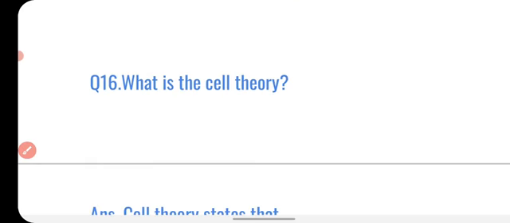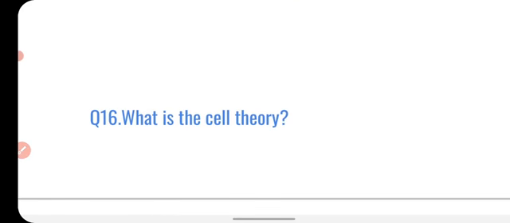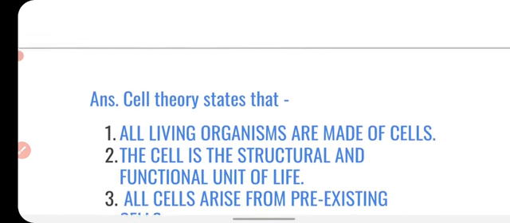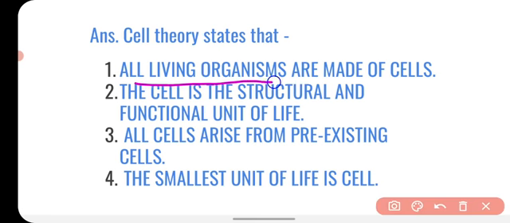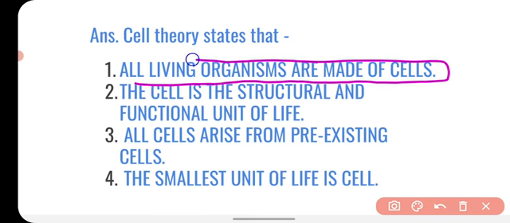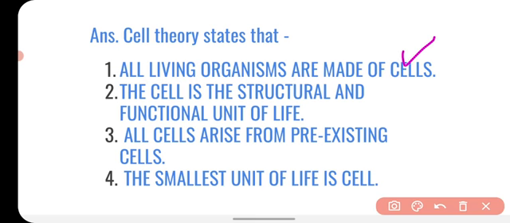Next question is, what is the cell theory? So cell theory is a very important theory in biology, which tells about the living organism. And here are the statements. There are a total of 4 statements present in this theory, given by two German scientists, Schleiden and Schwann. They said that all living organisms are made of cells. Irrespective of the type of organism, all the organisms are made up of cells.